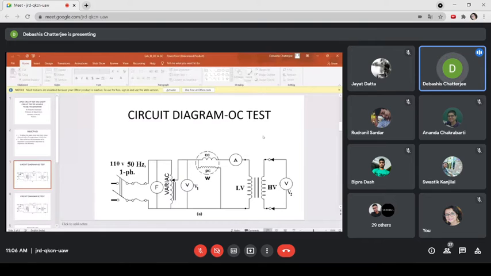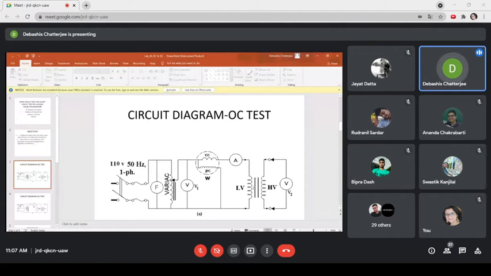Now naturally you can pose a question: why is only the low voltage side chosen for the testing? The thing is that, as you have yourself said, the no load current is quite less. It is only 2 to 4% of the full load current. So take a transformer of 1 kVA, for simplicity, say a 100 volt to 500 volt transformer, 1 kVA.